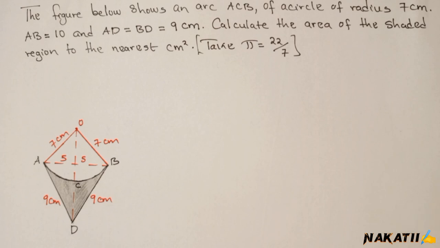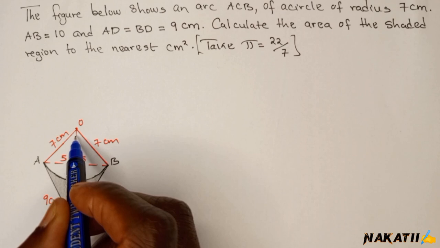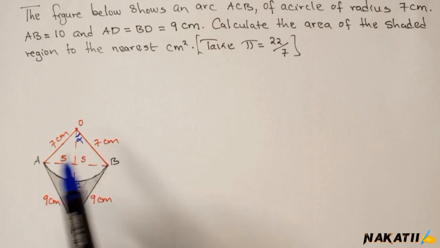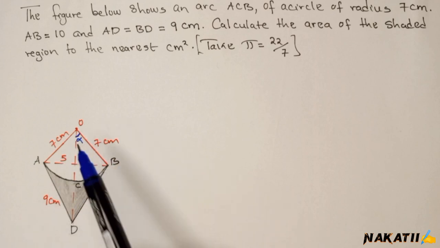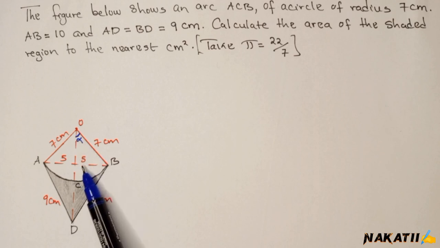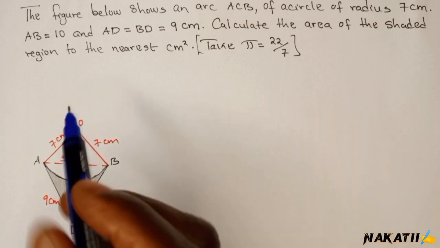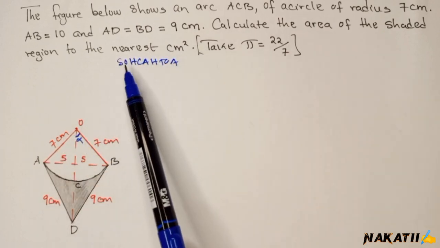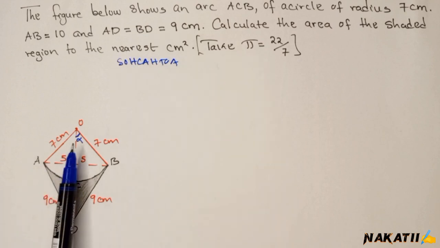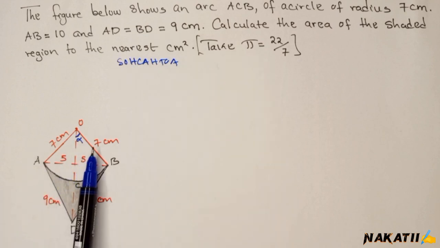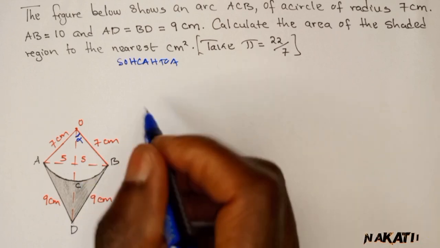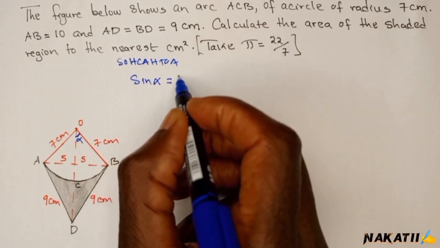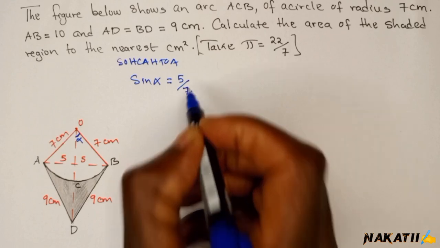Let's begin. The first thing we need to do is get this angle here. Let's call it alpha. Now, at this point, you want to see which trigonometric ratio relates. Here, this is opposite and this one is hypotenuse. If you check SOHCAHTOA, it is sin which relates opposite divided by hypotenuse. So here, opposite is 5 and hypotenuse is 7. Therefore, sin alpha is equal to opposite, 5, divided by hypotenuse, 7.